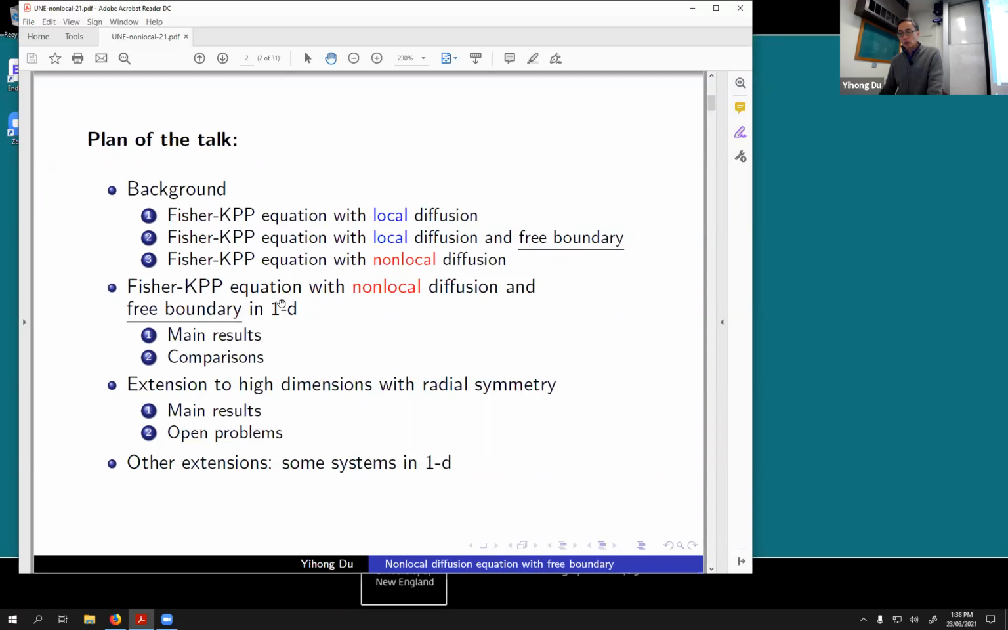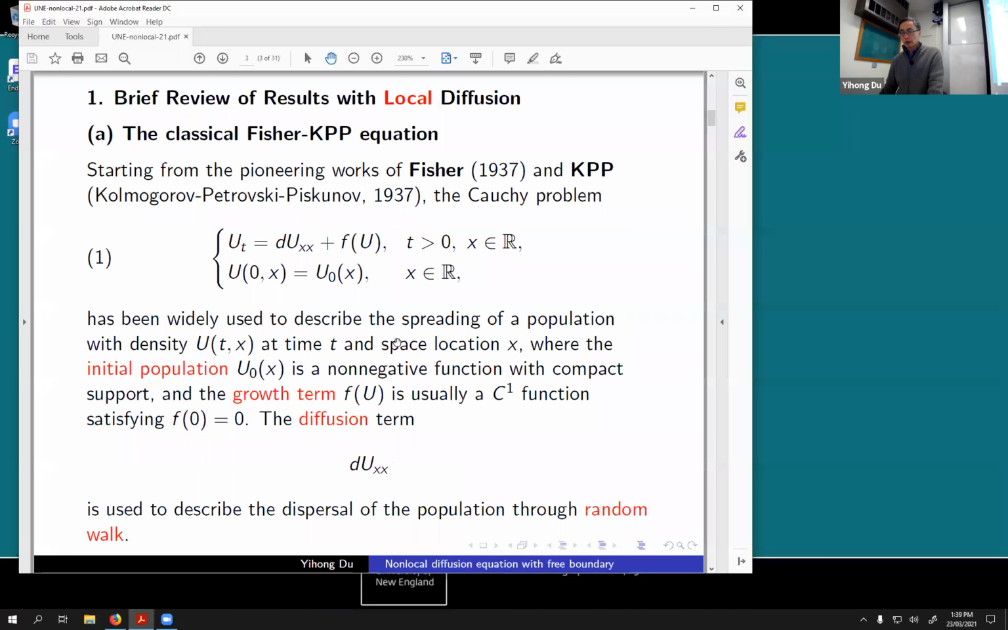So we start with one space dimension, and also mention what we did for high dimension, but with a reduced symmetry. And the ultimate goal would be to consider high dimension without a reduced symmetry, but that's the next step. Okay, now, so let me mention this traditional classical Fisher KPP equation.